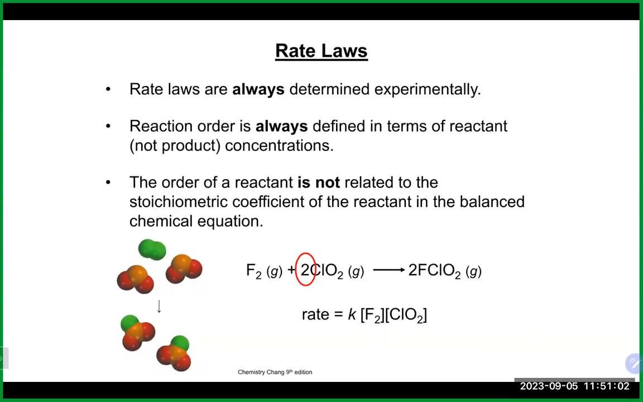As you can see in this example, the ClO2 has a 2, and the order here is first order in this case. So they both will have an equal effect on the rate, as they are both first order. So you can play with either one and you'll get the same degree of change in the rate, depending on the concentrations that you change.